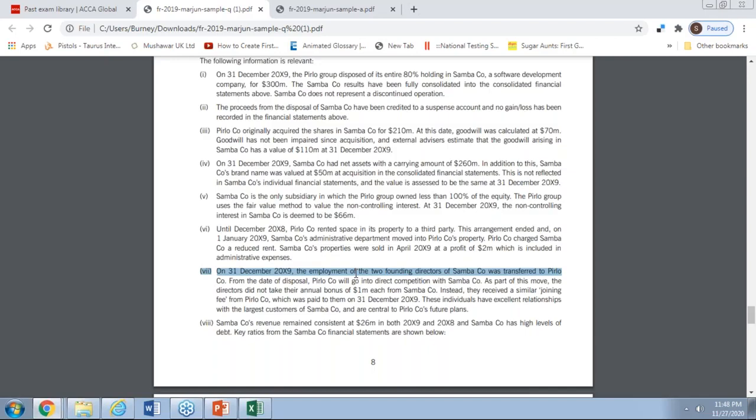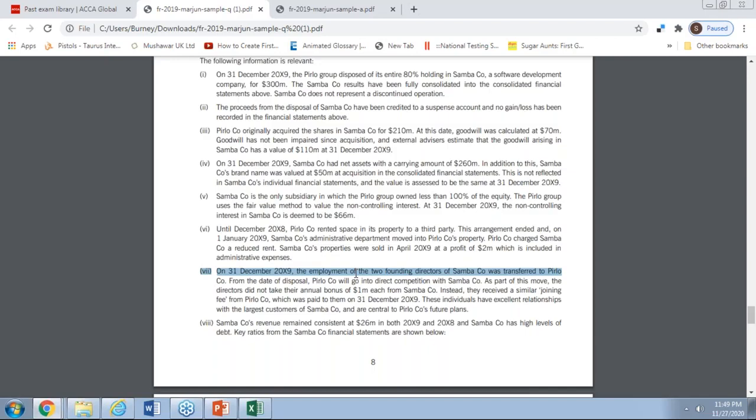So one of the reasons for the increment in the profitability of the Samba company was the saving of bonuses of the Samba company. Instead, they receive a similar joining fee from the Pillow group. So Pillow company is paying the joining fee to the directors instead of the Samba company, which was paid to them on 31st December 2009.